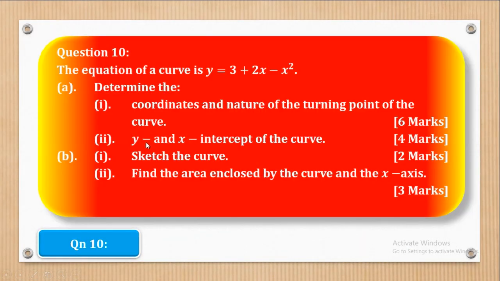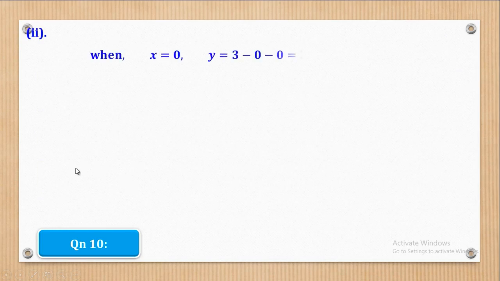So now we shall go to Roman 2, which says find the y and x intercept of the curve. So the y-intercept is got when x is equal to 0. So when x is equal to 0, substitute for y, you come up with y equal to 3. And when y is 0, you'll be able to get the x-intercept. So when y is 0, you'll come up with 3 plus 2x minus x squared equal to 0.